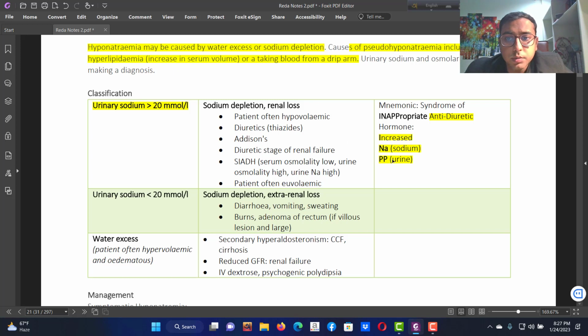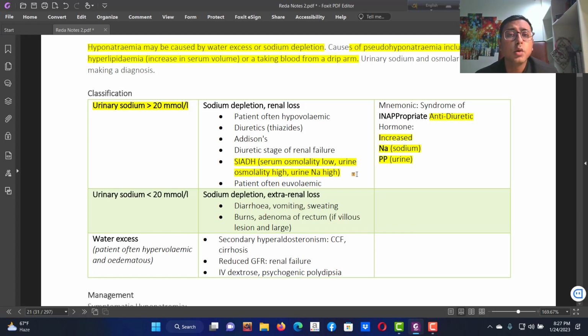So more sodium will be excreted. So SIAD, what is SIAD? That is, serum osmolarity will be low, but urine osmolarity is high. Kind of opposite. Okay, it is because it's not common. As you know, in case of dehydration, the osmolarity of the blood will be more and the urine osmolarity will be less. But in case of SIAD, that is opposite.